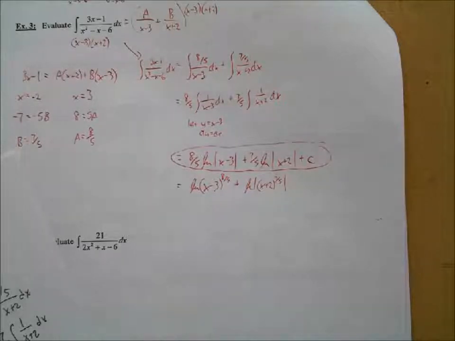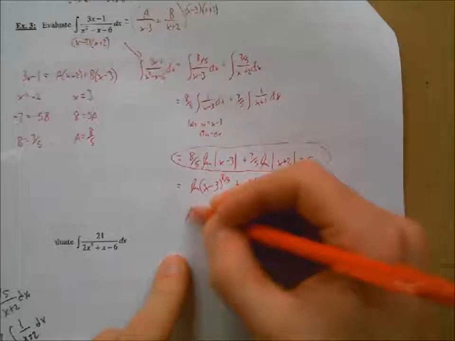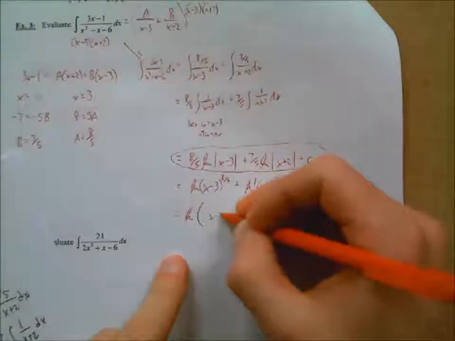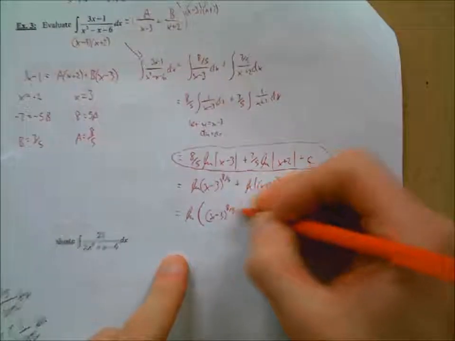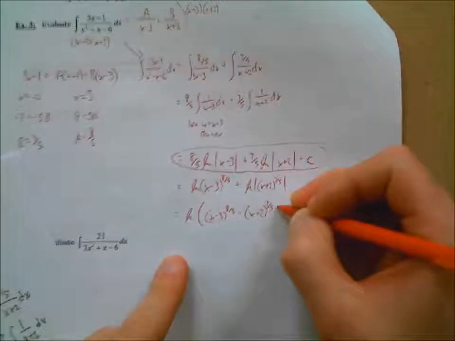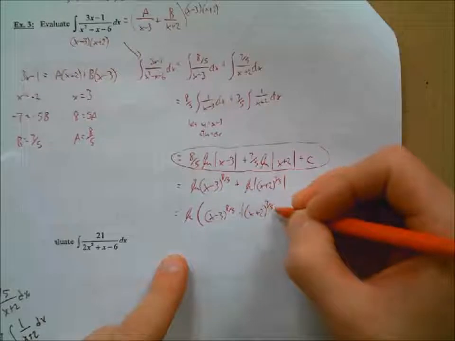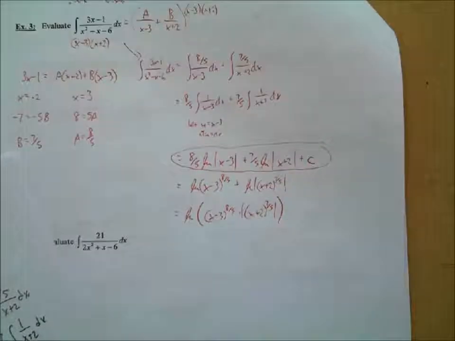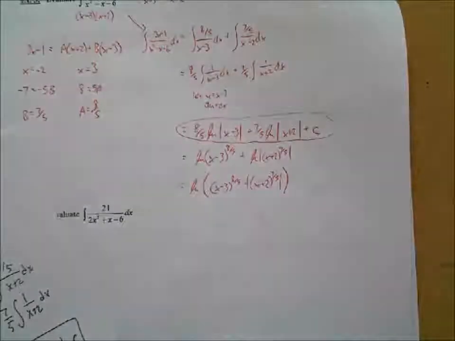What else? Mike? When you add exponents or natural logs, don't you multiply them? Multiply what is inside. And so then it's going to be natural log of the quantity x minus 3 to the 8/5 times x plus 2 to the 7/5. I think I should put absolute values around that one. Okay, and so that's as far as we can simplify.